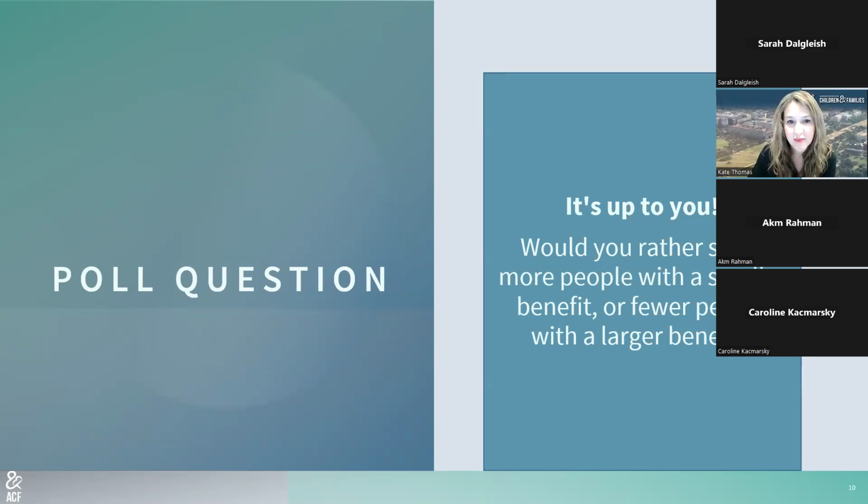We have 68% with more people with a smaller benefit and 24% with the other. The results closed on me, so I'm sorry. There we go. 24% fewer people with a larger benefit and 7% with other. Okay, great. So you can go on to the next slide there.